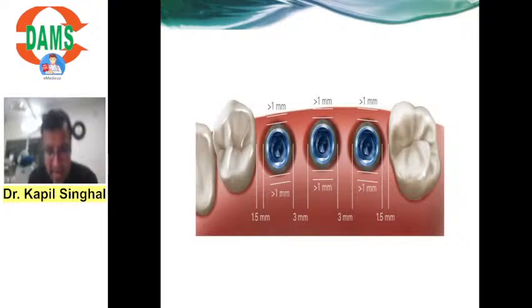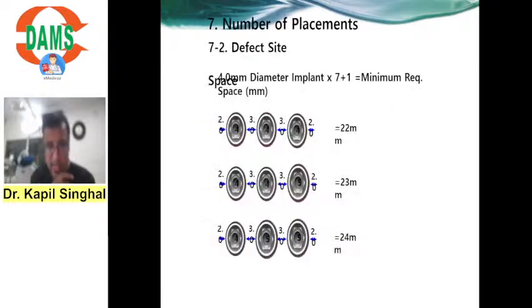On the buccal side, at least 1 to 2 mm of bone, and similarly on the lingual or palatal side, 1 to 2 mm. Minimum is 1 mm. So buccal or lingual par 1 mm ki bone toh minimum chahiye, but ideally 1.5 to 2 mm is something good. But minimum poochenge toh 1 mm ki bone buccal aur lingual side par bhi honi chahiye.